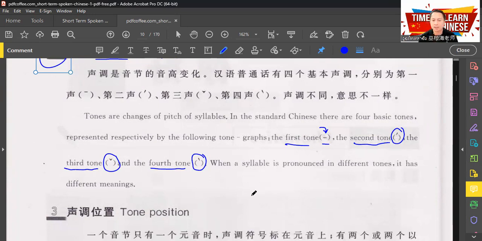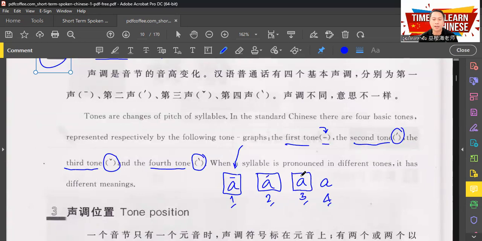If you put it on the final, for example, a, you have 4 tones, right? First tone, second tone, third tone, and fourth tone. We will have to put the symbol on a final. This one is the first tone. The second one is the second tone. The third one is the third tone, and the fourth one is the fourth tone. Like this.